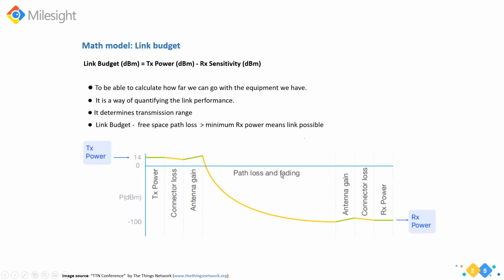And if that power minus the free space loss of the link path is greater than the minimum received power, then a link is possible. So you can make sure that your message can be received successfully.